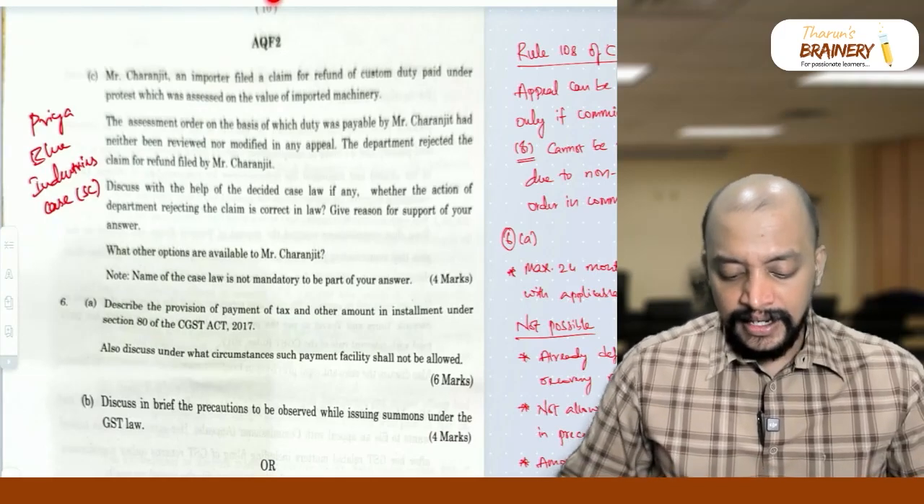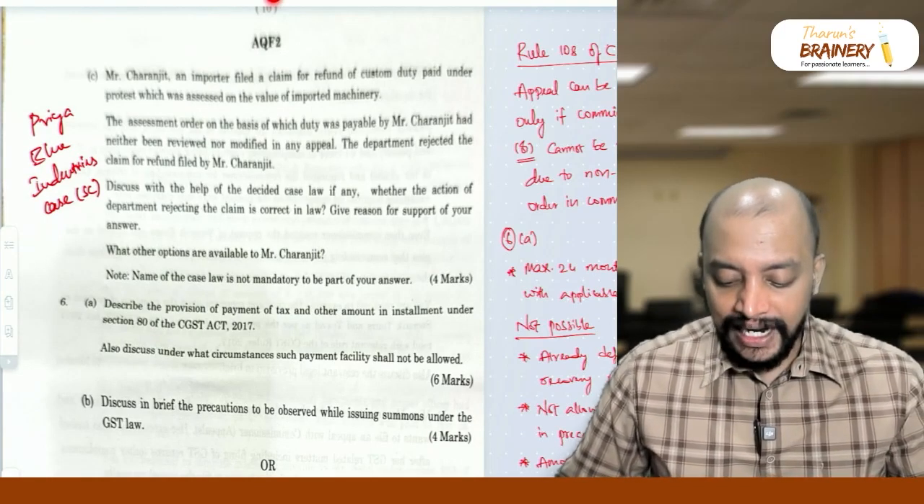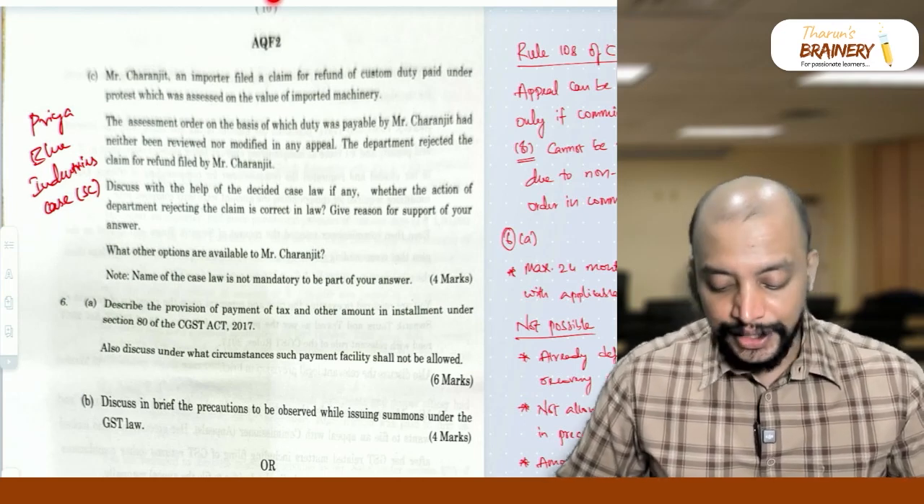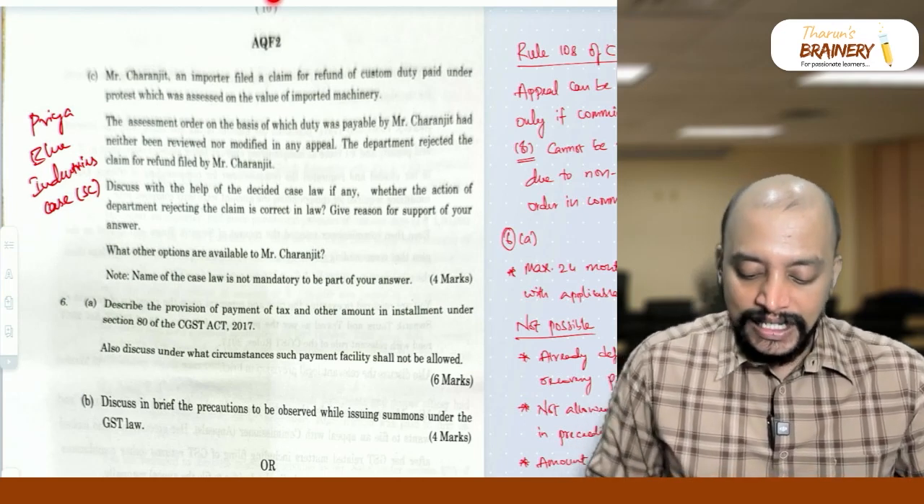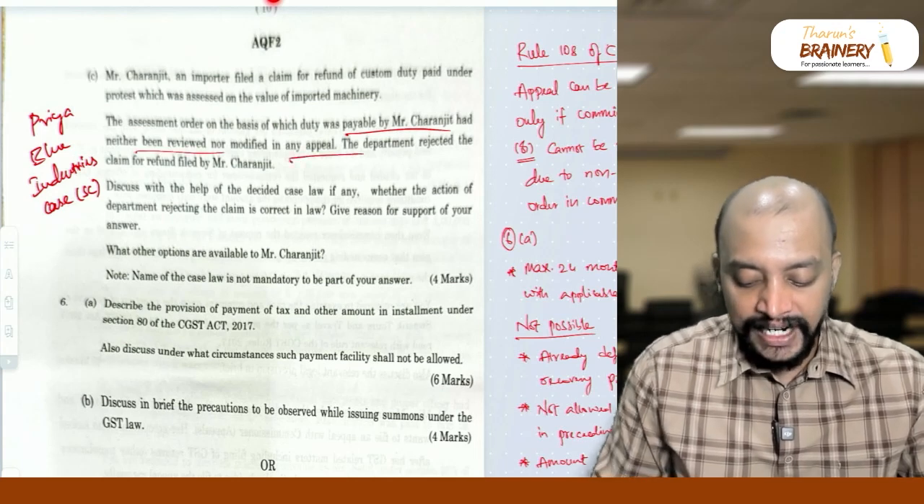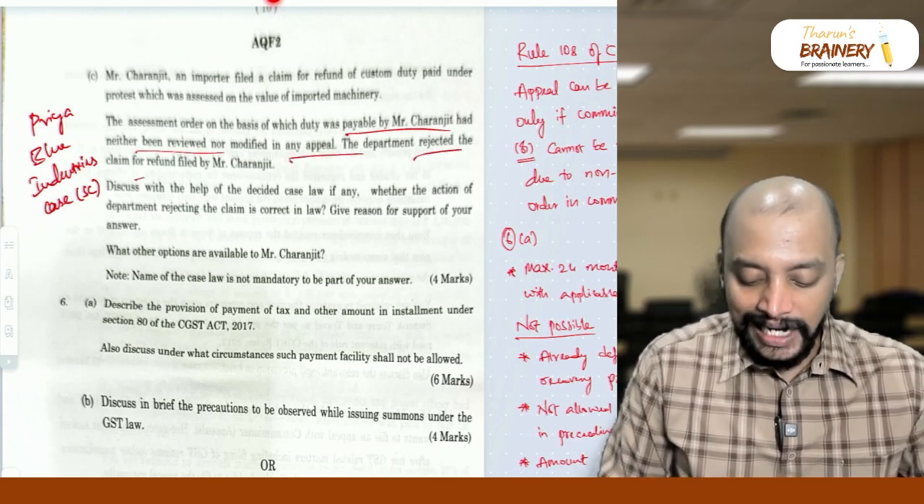Then 5C, Mr. Charanjit, an importer, filed a claim for refund of customs duty paid under protest, which was assessed on the value of imported machinery. The assessment order on the basis of which duty was payable by Charanjit has neither been reviewed nor modified in any appeal. The department rejected the claim of refund.